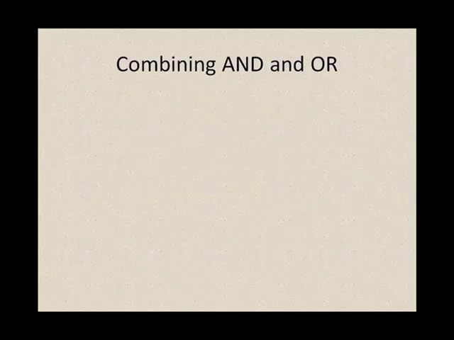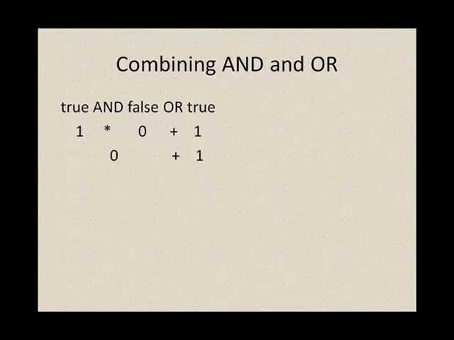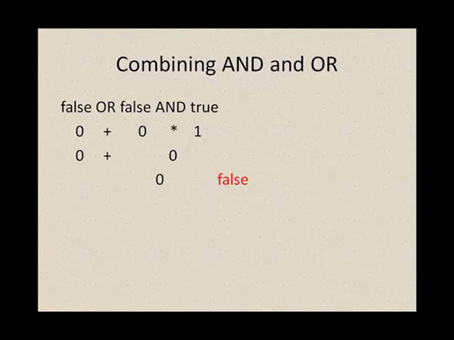You can combine AND and OR operators into a single expression. For example, if you have an expression that's true and false or true, you can think of it as 1 times 0 plus 1. You know from arithmetic precedence that 1 times 0 is 0, and when you add 1 you get 1, so the entire expression is true. As another example, if you have false or false and true, you can think of it as 0 plus 0 times 1. Multiplication takes place first, so the result is 0 plus 0. The answer is 0, which is false.